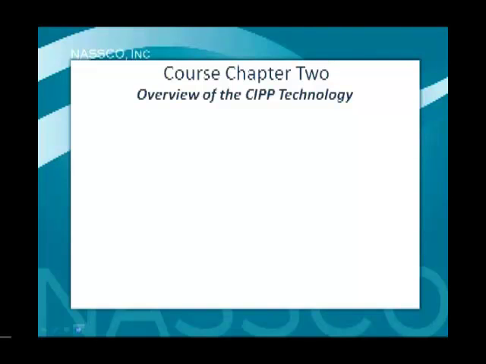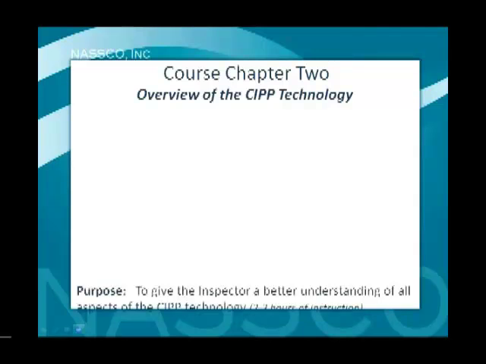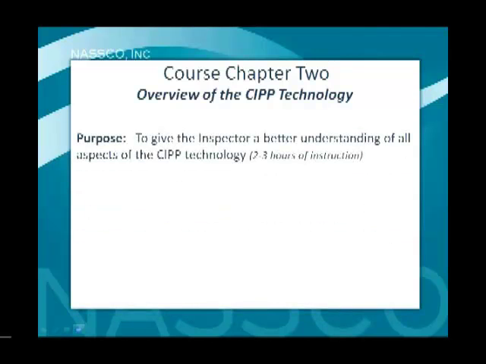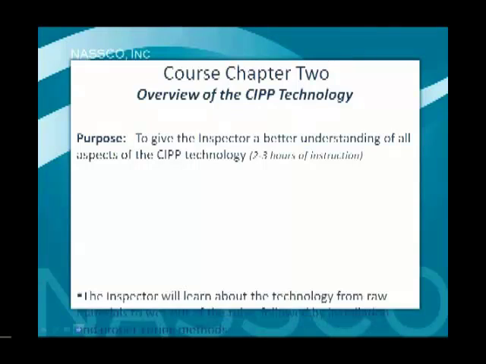Chapter 2 is an overview of the CIPP technology. The purpose of this chapter is to give the inspector a much better understanding of all of the aspects of the CIPP technology. And typically, time for this will range somewhere between 2 to 3 hours. Again, it depends on the size of the class and the number of questions and student interaction that we find.